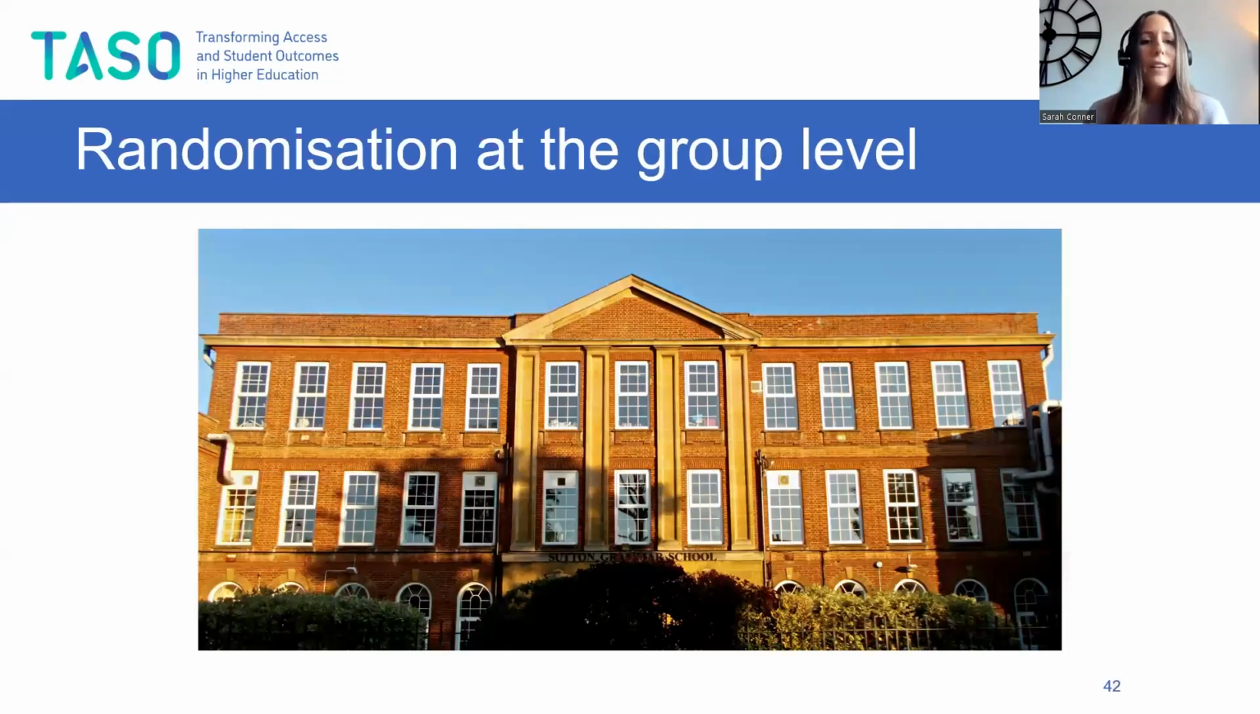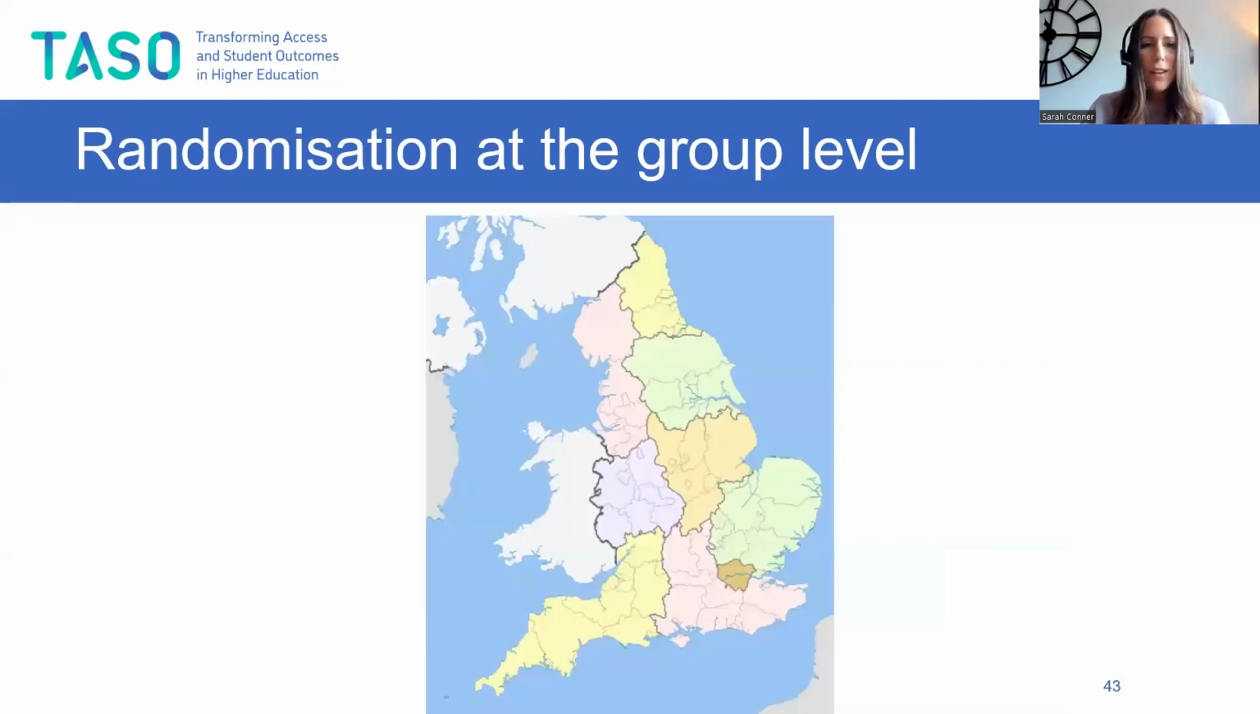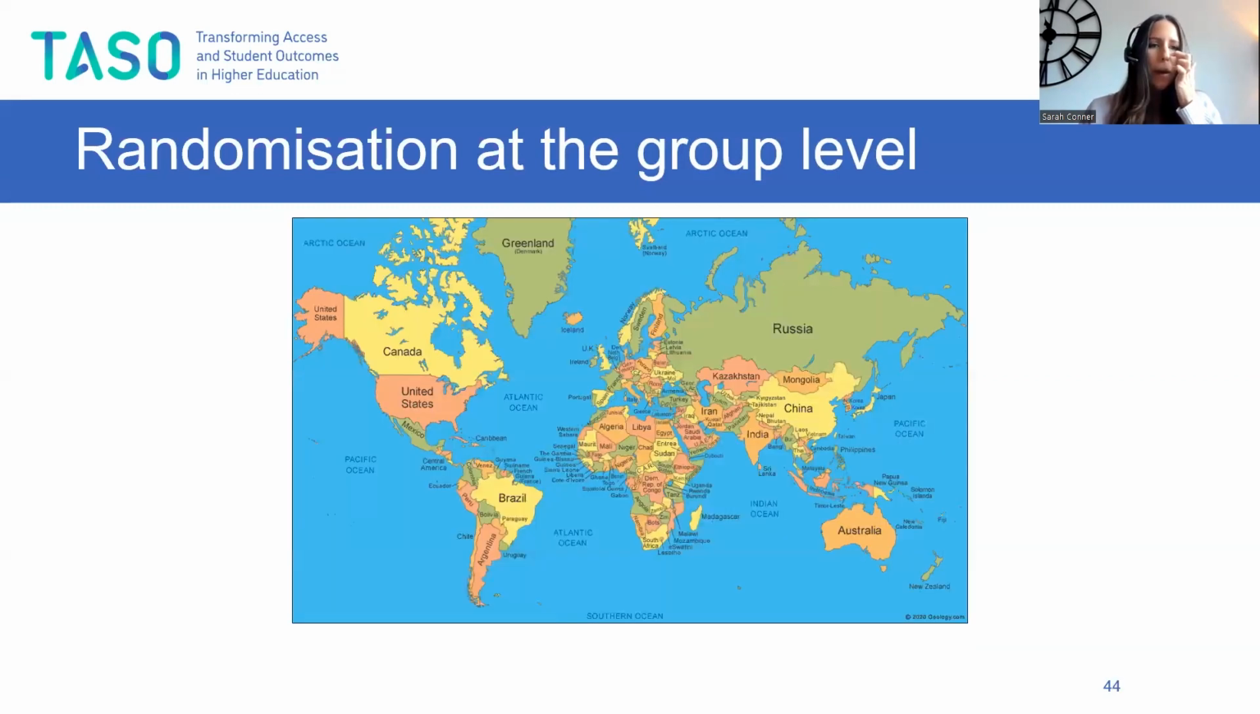And you can go even further than this. You can randomize schools. So certain schools that you work with might be randomly allocated to receive an intervention, so the whole school does, whereas a school in the control group doesn't. And you can go even further than this. You can look at districts. So perhaps the Southeast has been randomly allocated to receive an intervention, so all the schools in the Southeast receive that intervention, whereas those in the Northeast don't. And you can go even further and look at countries. So all the schools in Canada receive an intervention, and all the schools in Russia do not.